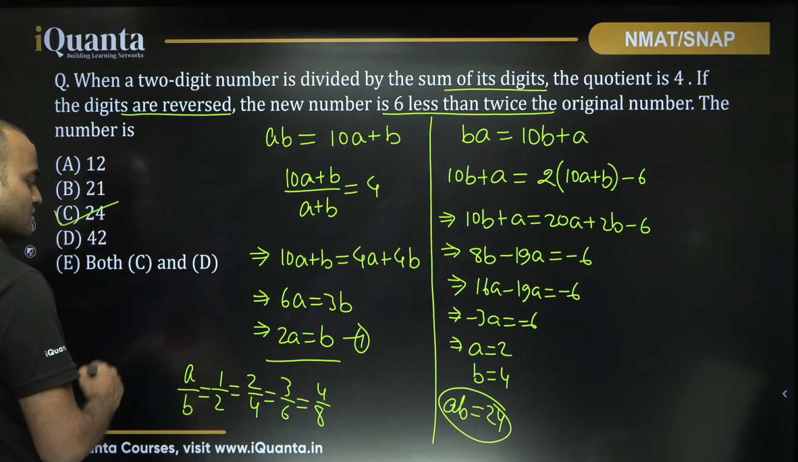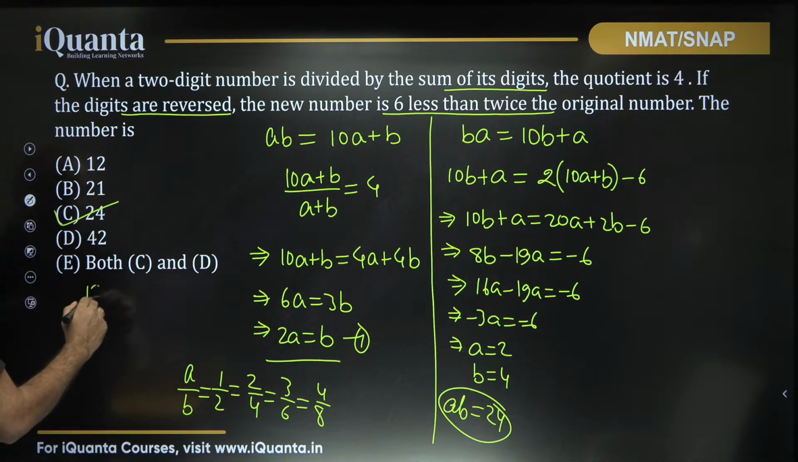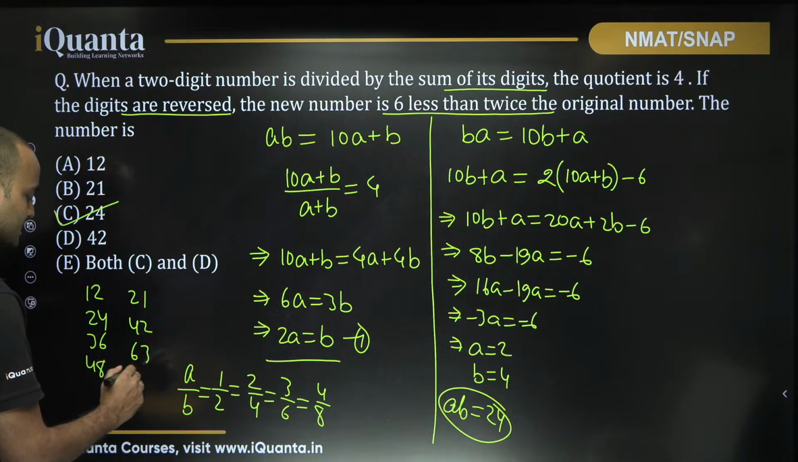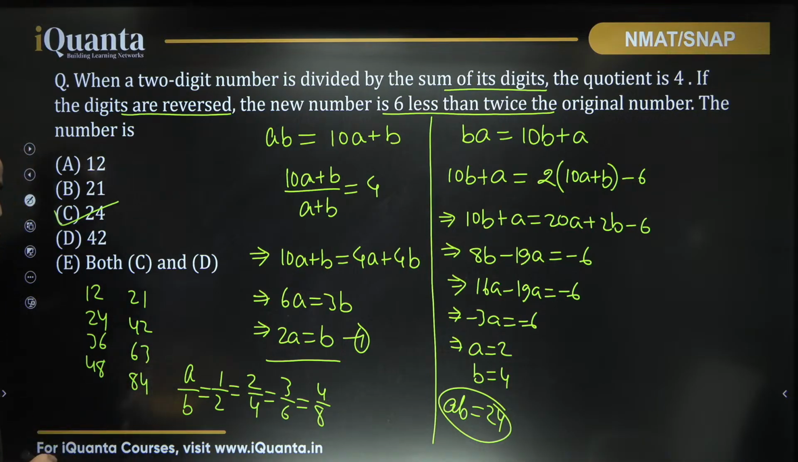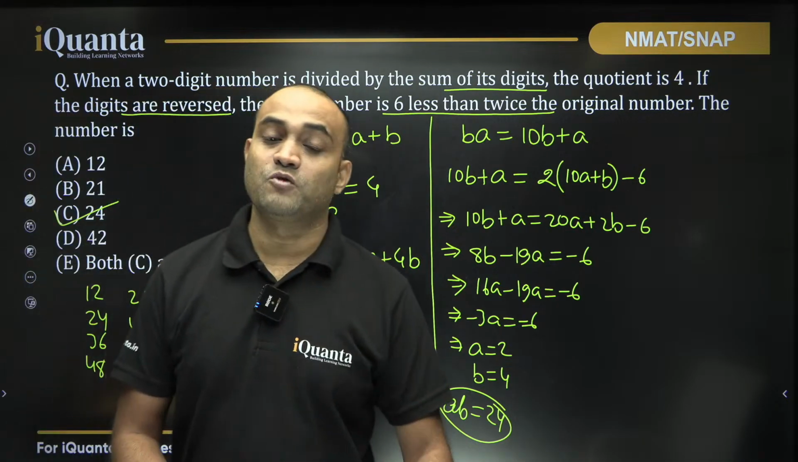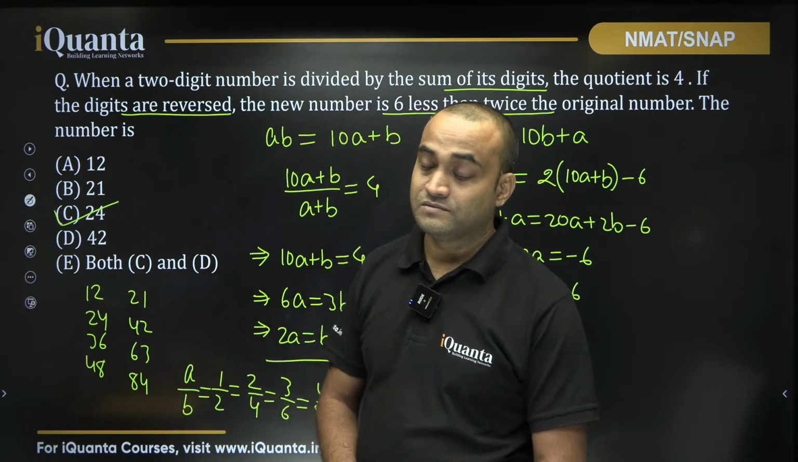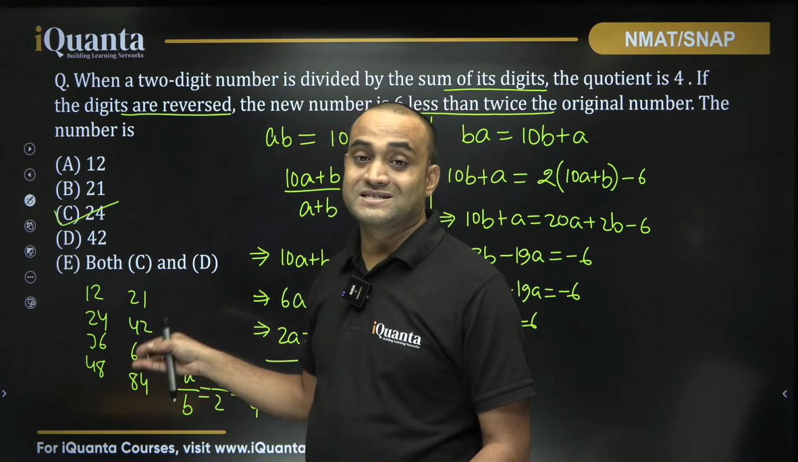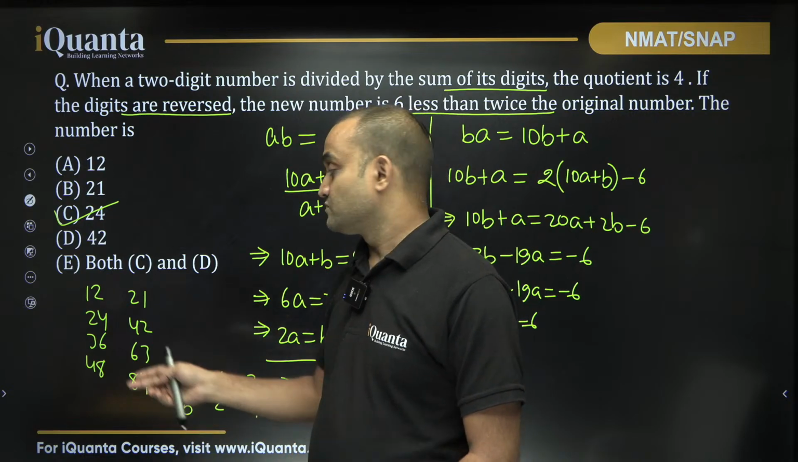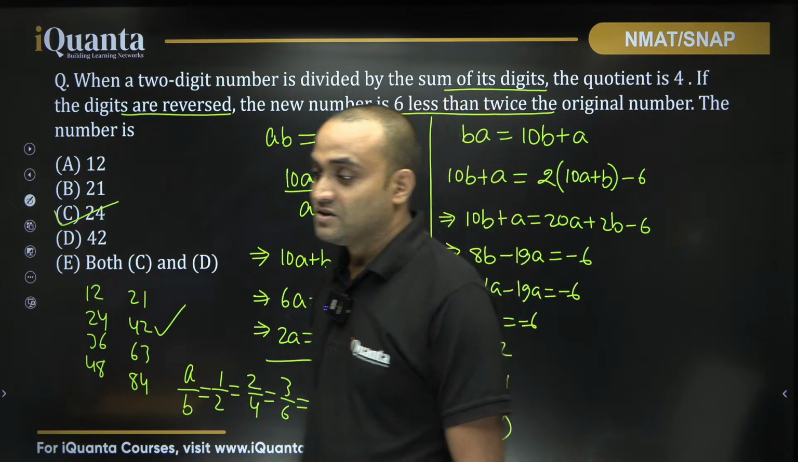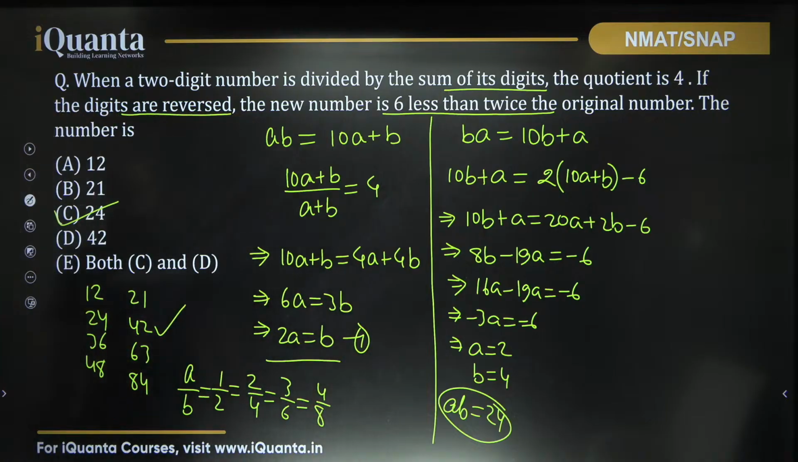So the number would be one of 12, 24, 36, 48. Their reverses will be 21, 42, 63, 84. Now you can check the second piece of information given: if we reverse the digits of the number, the new number is 6 less than twice it. So only this is applicable here, right? So you can also skip it.